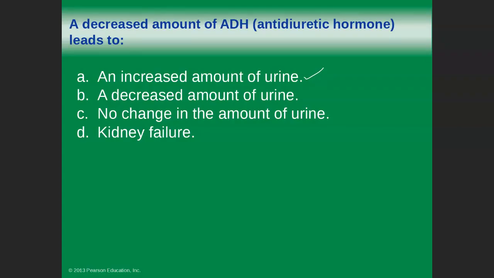Inhibit ADH and you prevent those collecting ducts from being permeable to water. So all the water stays in the collecting duct. So that's the reason you go to the bathroom all the time. Remember, you have to have ADH to make the collecting ducts permeable to water, okay? So increased amount of urine would happen.